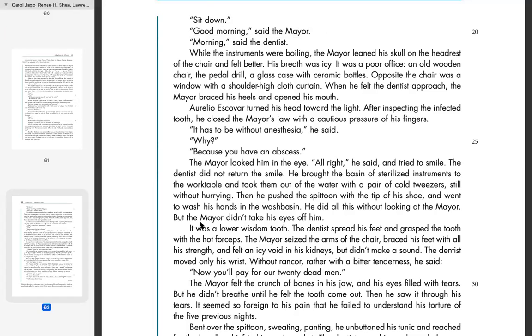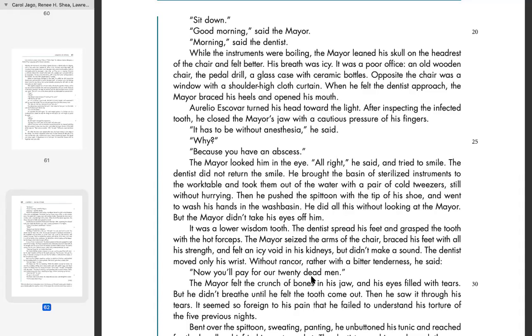Aurelio Escobar turned his head toward the light. After inspecting the infected tooth, he closed the mayor's jaw with a cautious pressure of his fingers. "It has to be without anesthesia," he said. "Why?" "Because you have an abscess." The mayor looked him in the eye. "All right," he said, and tried to smile. The dentist did not return the smile. He brought the basin of sterilized instruments to the work table and took them out of the water with a pair of cold tweezers, still without hurrying. Then he pushed the spittoon with the tip of his shoe and went to wash his hands in the wash basin.